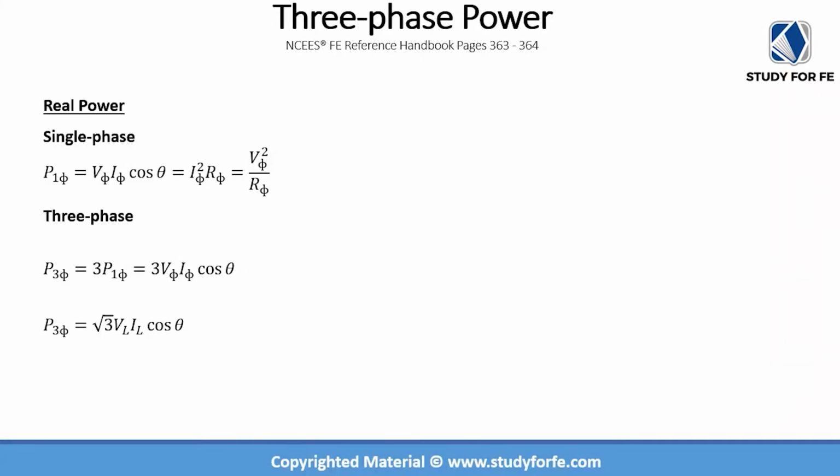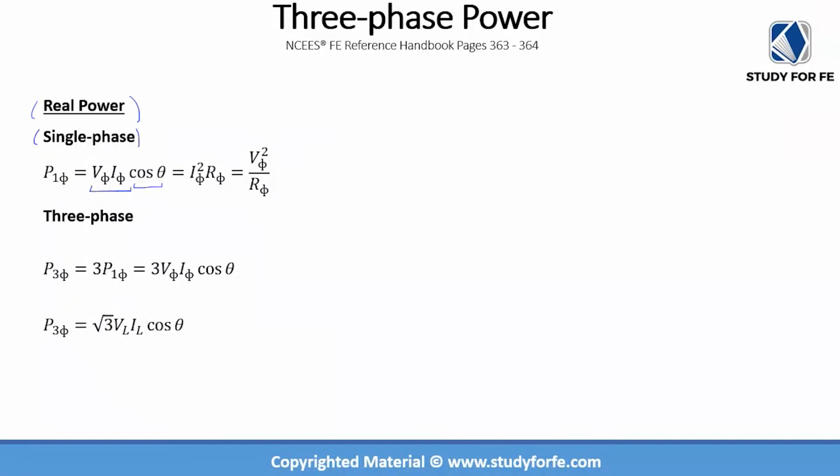Let us now take a look at another very important concept in three-phase circuits, which is three-phase power. In the earlier lecture we've already looked at single-phase circuits, and we will start our discussion with real power. As I mentioned, real power is indicated by P, reactive power by Q, and apparent power by S. So single-phase real power is equal to V phase times I phase times cosine theta.